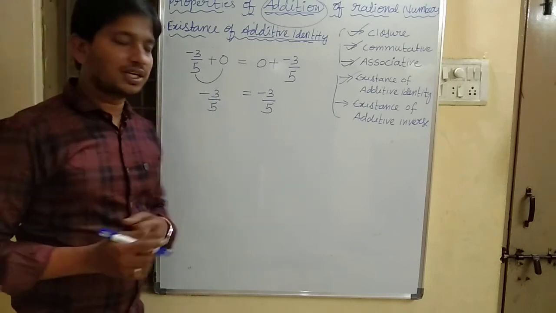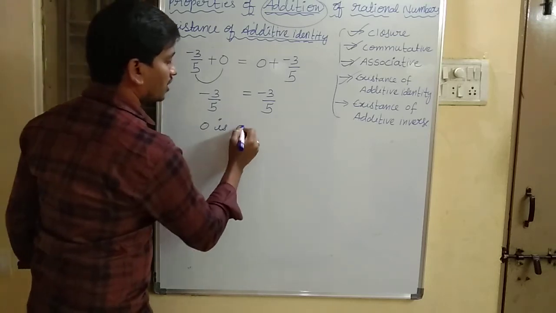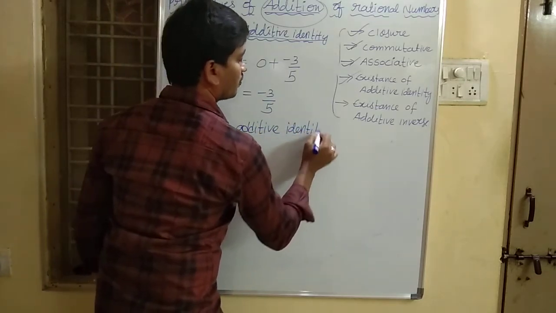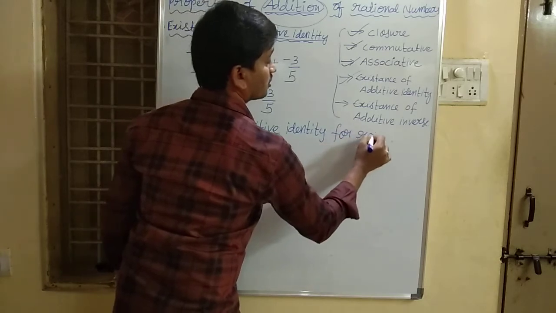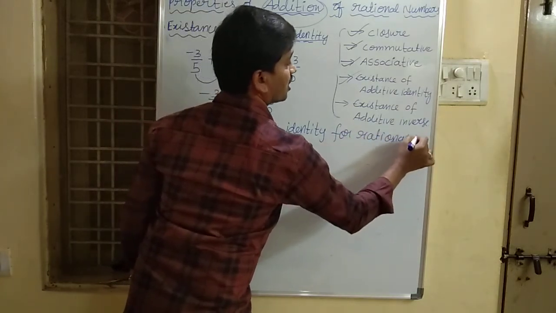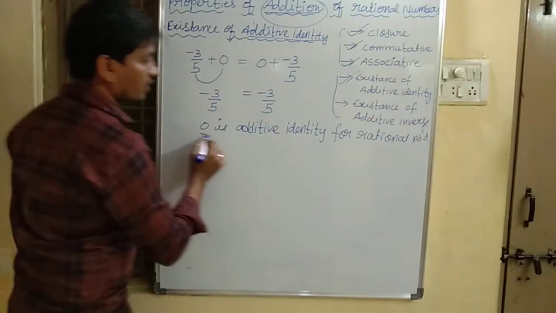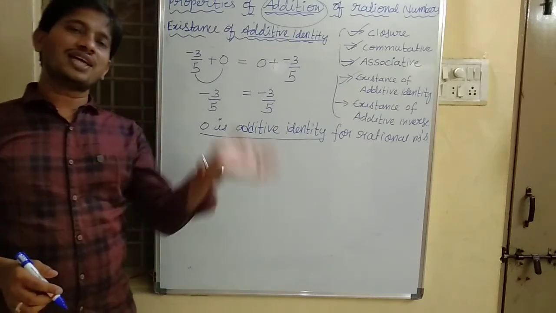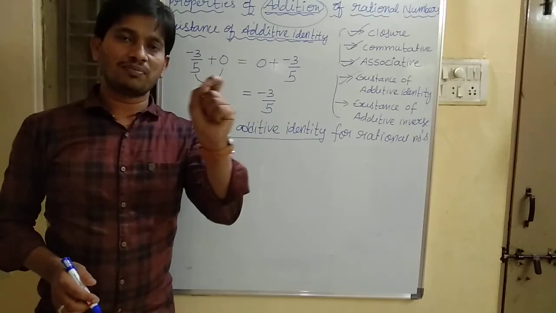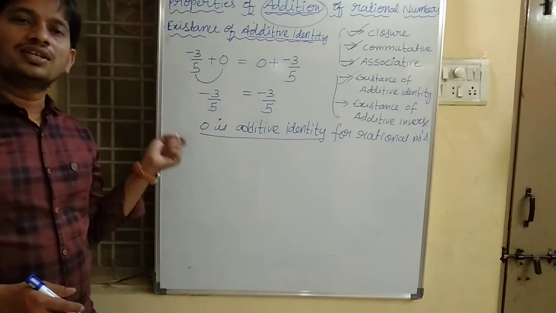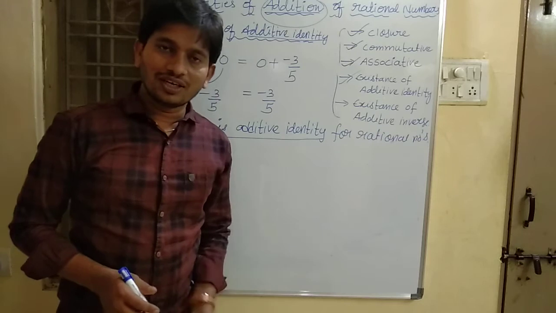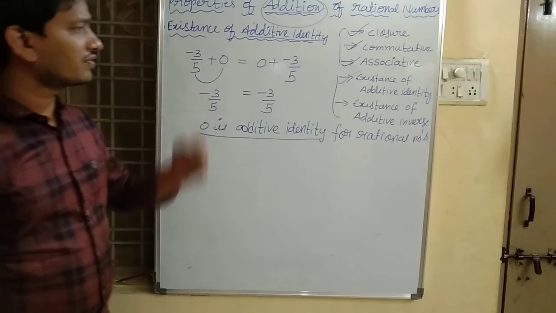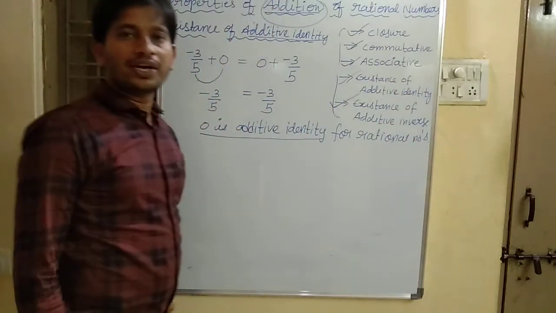Then we say that 0 is additive identity for rational numbers. So additive identity is nothing but, you add 0 to any rational number or any rational number to 0, the rational number remains same. Then we say that 0 is an additive identity for any rational numbers. Now the last one, existence of additive inverse.